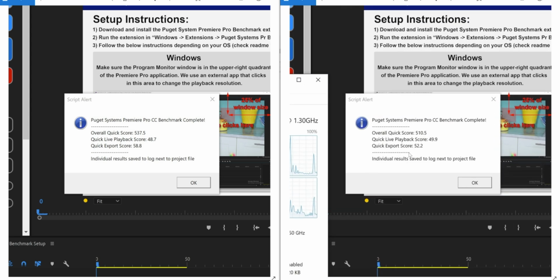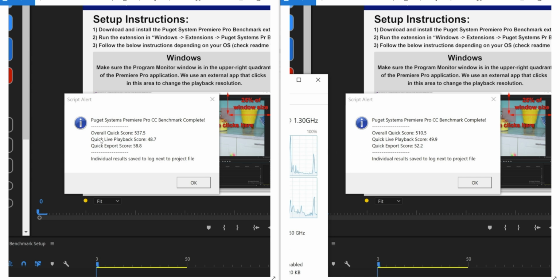So on the right-hand side is the 2070 Super. On the left-hand side, we have the AMD RX 5700 XT. Now you can see there, the 5700 XT has a higher score. And you think, well, why would this be? Isn't Premiere supposed to be good with CUDA? What's going on here? Well, it's very surprising, isn't it?